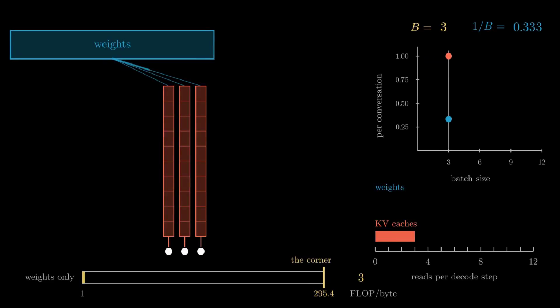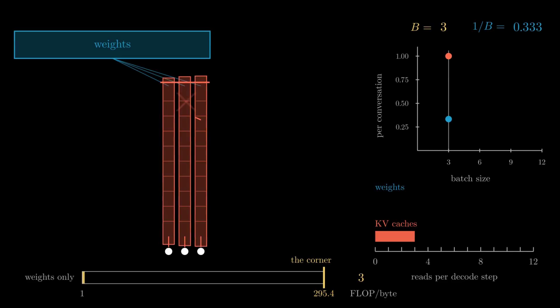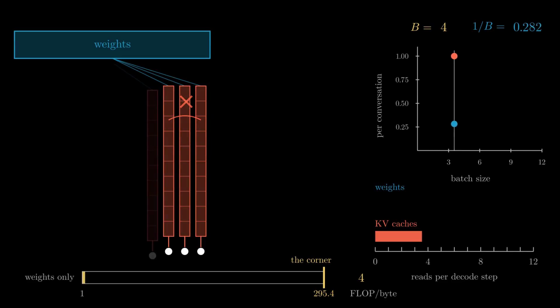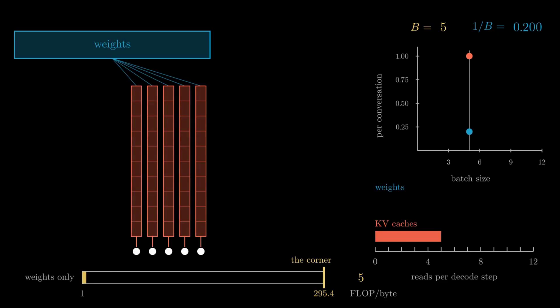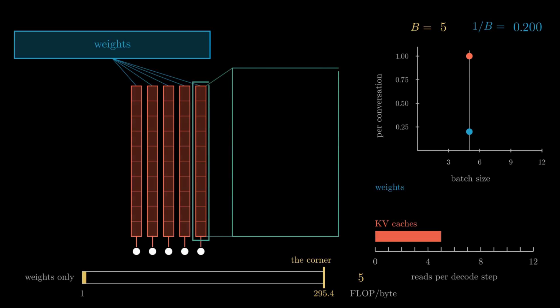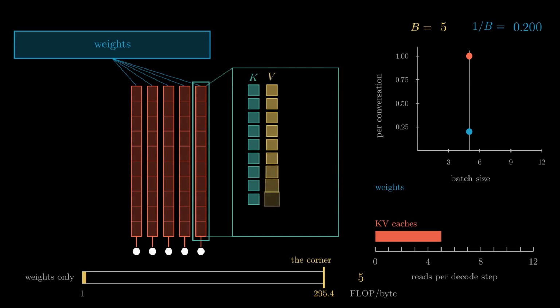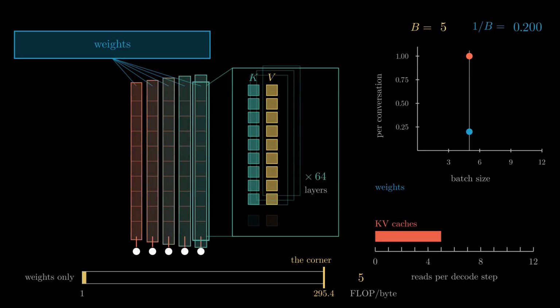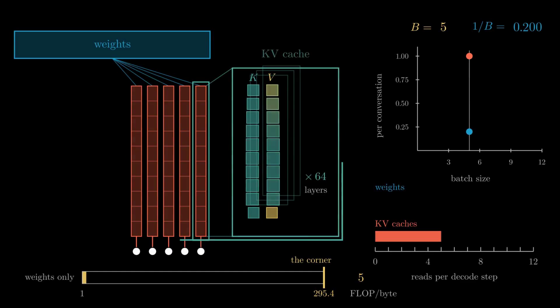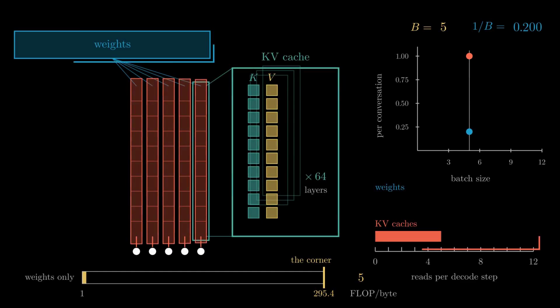So what stops it? It is the one part of the model that nobody can share. Every conversation drags its own history along with it. For each token already sitting in the context, the model has stored 2 vectors, a key and a value, and it rereads every one of them in every layer each time it produces the next word.